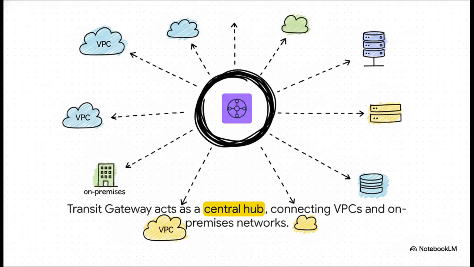Honestly, the best way to think about Transit Gateway is just as a central hub. It's like a cloud router. So instead of that crazy web of everyone talks to everyone, now everything just connects to this one central point. And just like that, you've got a classic hub-and-spoke model. It's all about bringing order to the chaos.